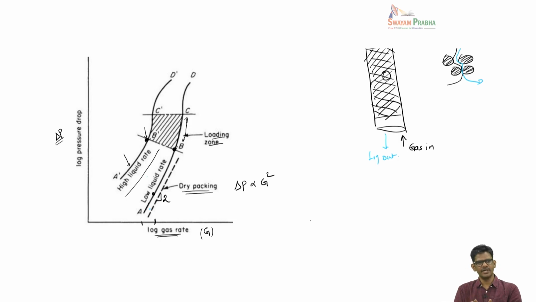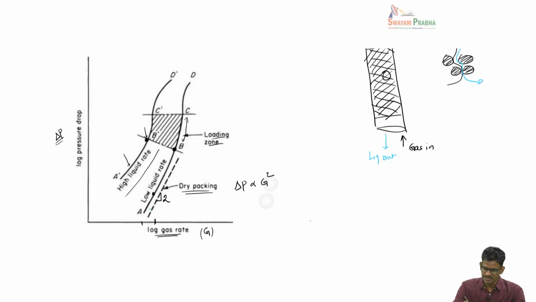But this loading cannot keep on happening forever. At some point of time, this entire column will be filled with liquid. All the pores are now filled with liquid. Now where will the gas flow through? The gas will have to bubble through the liquid. So that is called flooding, and the flooding starts here.